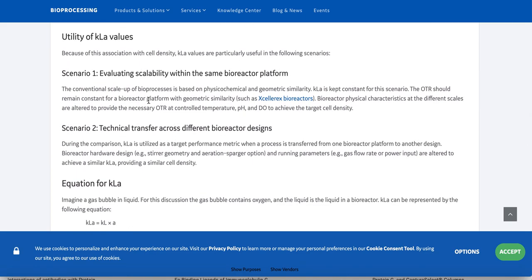Utility of KLa values: evaluating scalability within the same bioreactor platform. The conventional scale-up of bioprocess is based on physiochemical and geometric similarity. KLa is kept constant for this scenario. The OTR should remain constant for a bioreactor platform. Bioreactor physical characteristics at the different scales are altered to provide necessary OTR at controlled temperature, pH, and DO to achieve the target cell density.